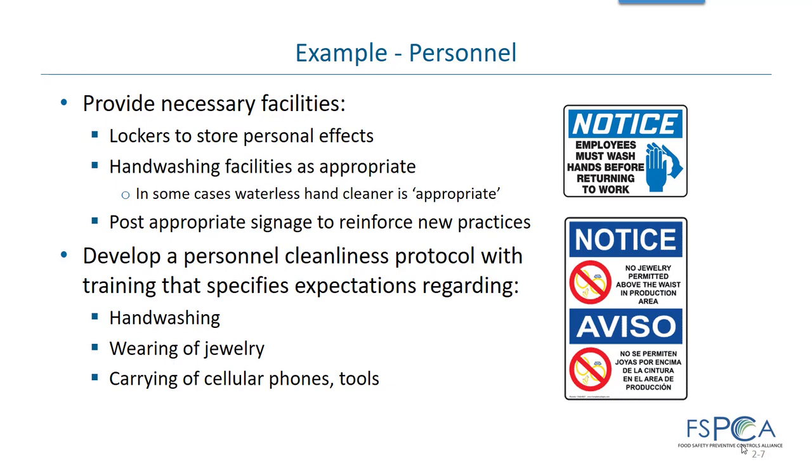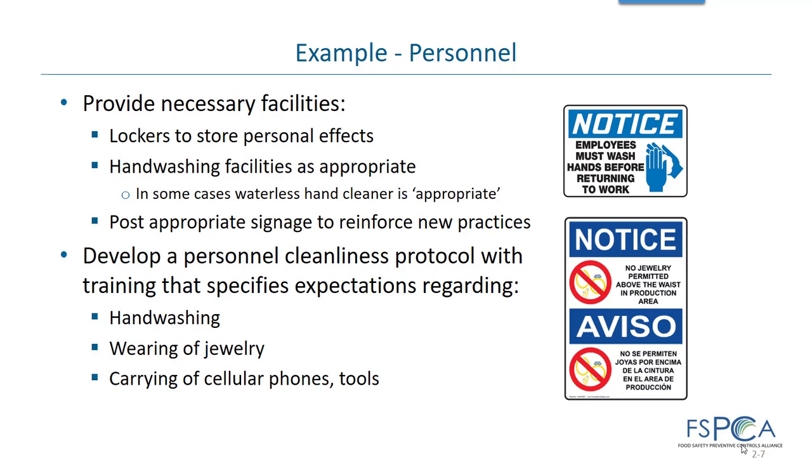So some sort of alcohol-based sanitizer is considered adequate or appropriate in certain situations. It's probably also a good idea to post signage within your hand washing facilities to reinforce the importance of that hygiene practice for the production of safe animal food. Other signs, such as your jewelry policy or your personal effects policy, could be posted around the facility as well.